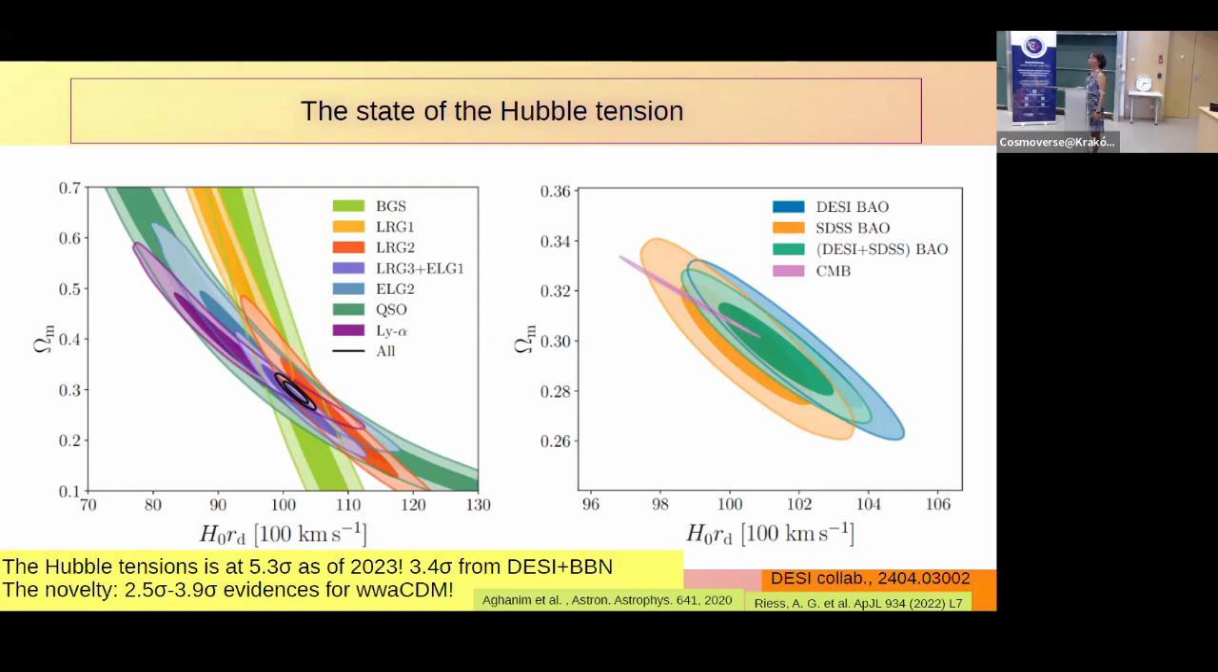So basically, we all know that the Hubble tension stands at about 5 sigma. So this is not new. What is new is DESI's results, which, for example, put it at 3.4 sigma with the BBN prior. So this is kind of the new thing. And the other new thing is that we have significant evidence for the wCDM model.